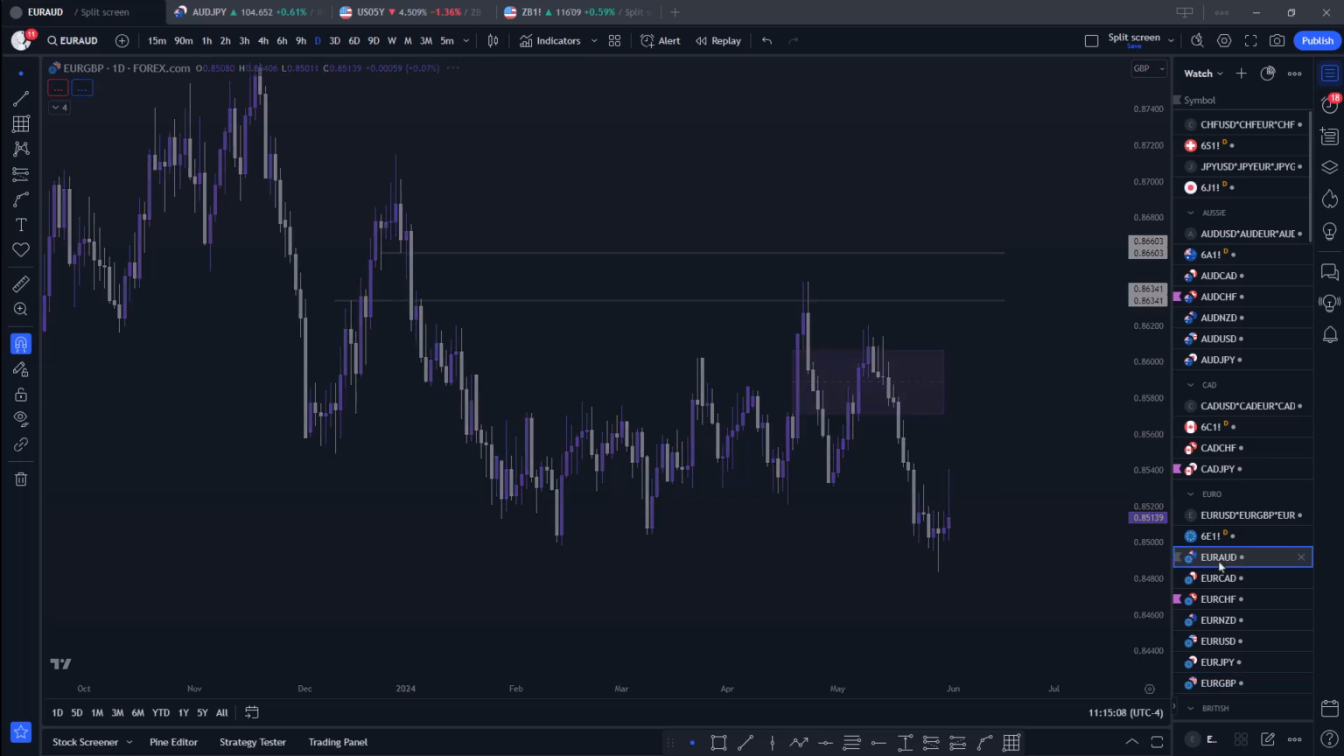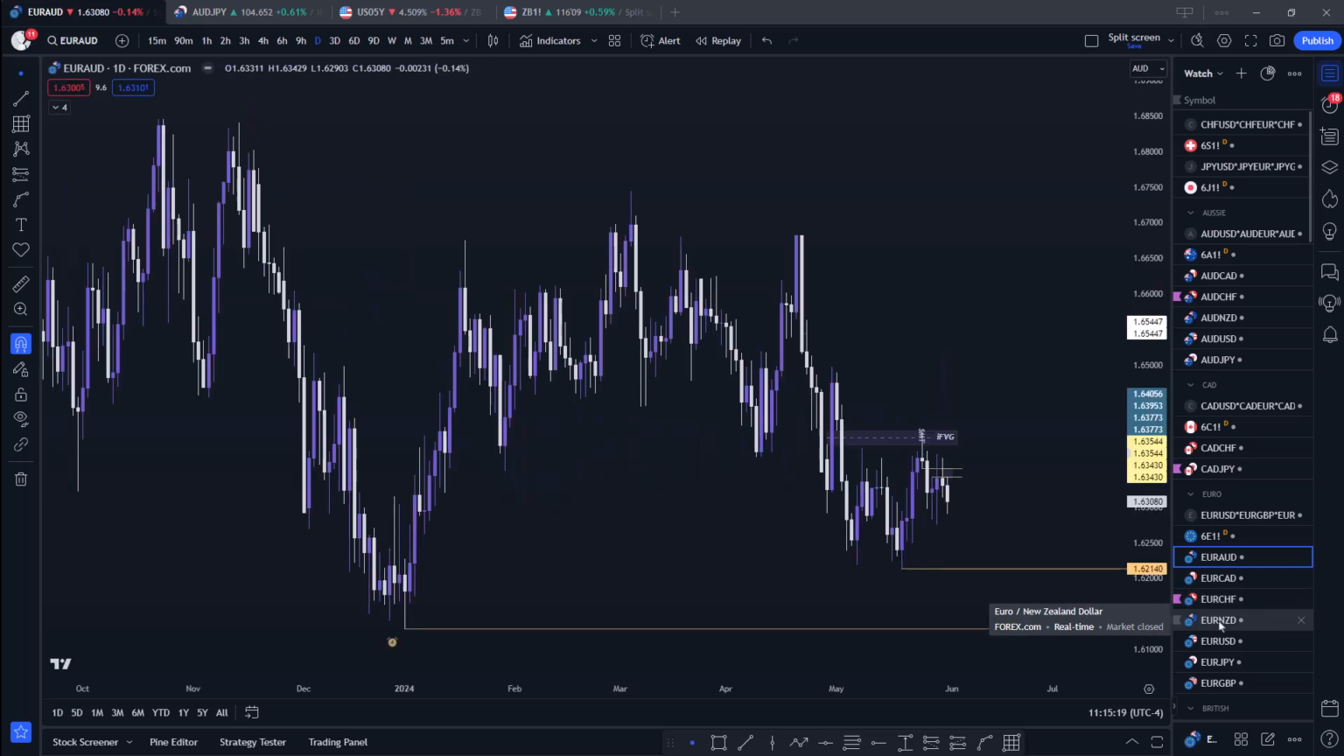I've already looked at the Euro AUD because of the AUD. I've looked at the Euro CAD because of CAD. I've looked at Euro Swiss because of the Swiss news. I've looked at Euro NZD.